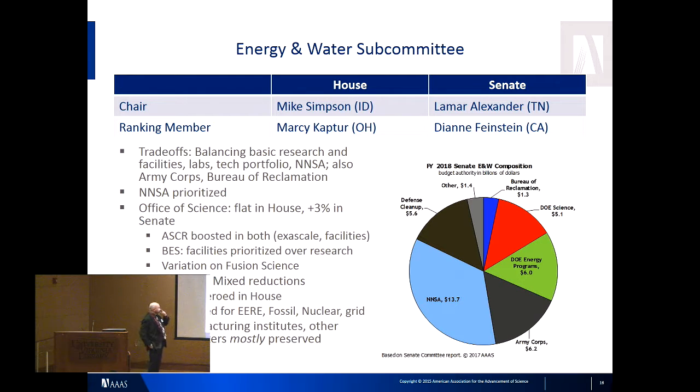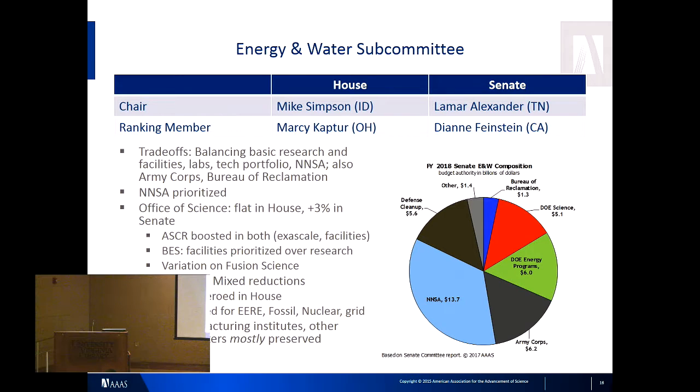So the Energy and Water Subcommittee writes the Energy and Water Spending Bill. It's the one that funds the Department of Energy. So the composition of the bill is over here. You probably can't read this, but the bill is about $38 to $40 billion. That's how big it is. A big chunk of it is devoted to the National Nuclear Security Administration, always a big priority, especially for Republicans, but Democrats as well. Another big chunk is for defense cleanup, nuclear waste cleanup. Another big chunk is for the Army Corps of Engineers.